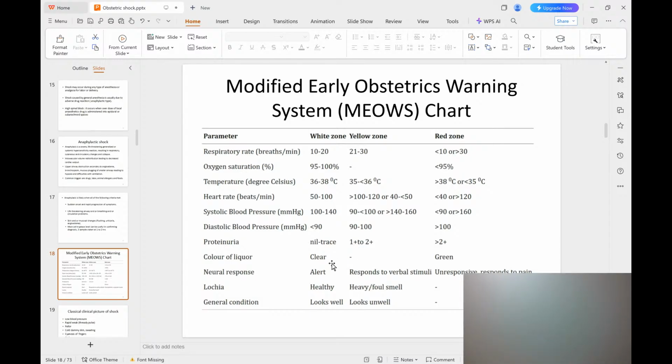And if the liquor is clear, it is white, and if it is green, that is meconium stain, that comes in the red zone. Neural response: the patient is alert, or responds to voice, or to pain, or is unresponsive, from AVPU. If unresponsive or responding only to pain, then that is the red zone. And looks healthy or foul smelling, and in general condition looks well or looks unwell. These are all the criteria that should be looked upon.